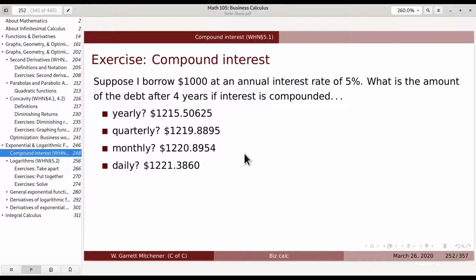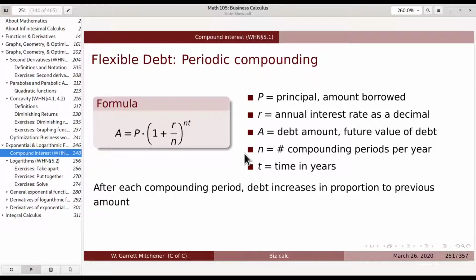calculations here. Suppose I borrow $1,000 at an annual interest rate of 5%. What is the amount of debt after 4 years if the interest is compounded yearly, once a year, quarterly, 4 times a year, monthly, 12 times a year, or daily, which would be 365 times a year? The terms of the loan here are all the same except for the n, the number of compounding periods per year.